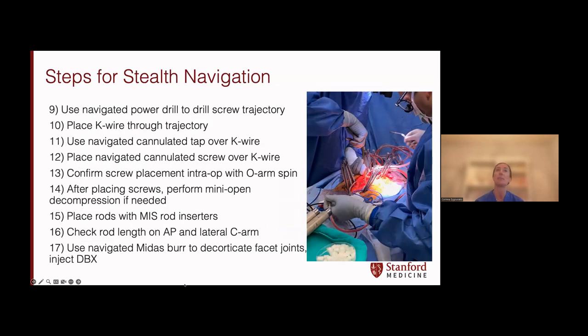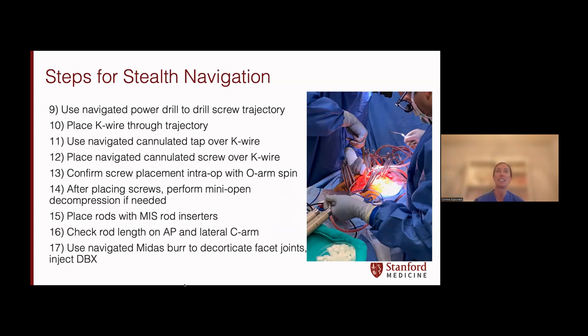Then we use a navigated power drill to drill the screw trajectory. I still use K-wires, even though there are many companies that have K-wireless techniques for placing percutaneous screws. The reason is that I like the feeling. It's a way that I can blend the feel that I get with open surgery, feeling the medial, lateral, and the bottom of my pedicle, with the navigated system.